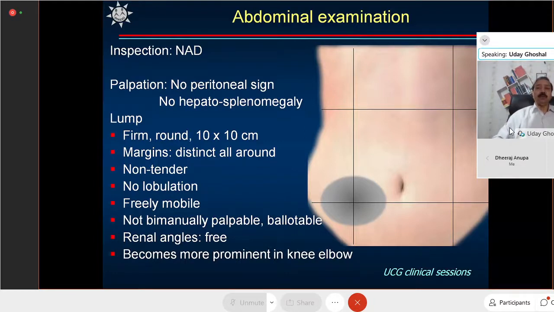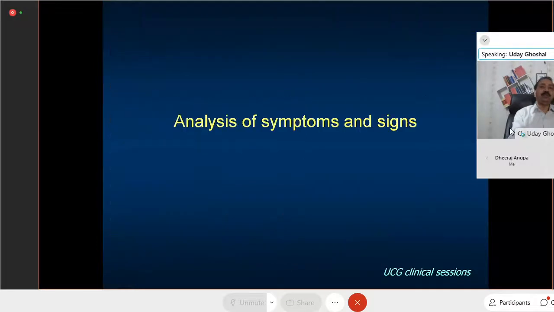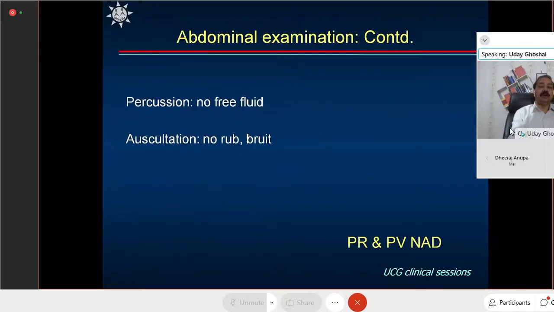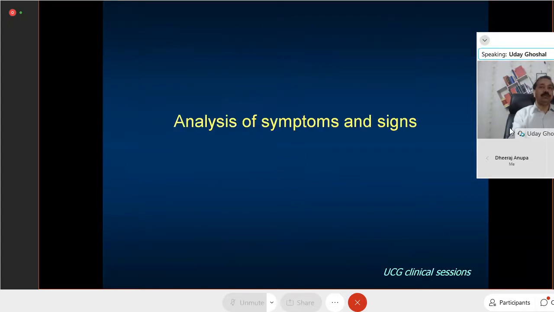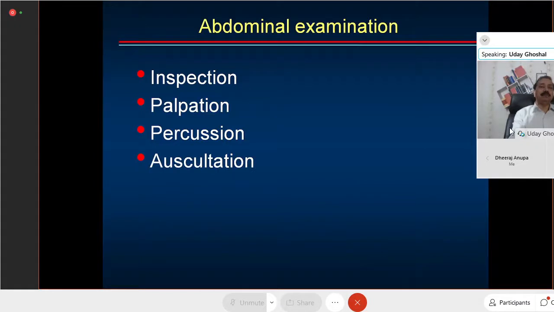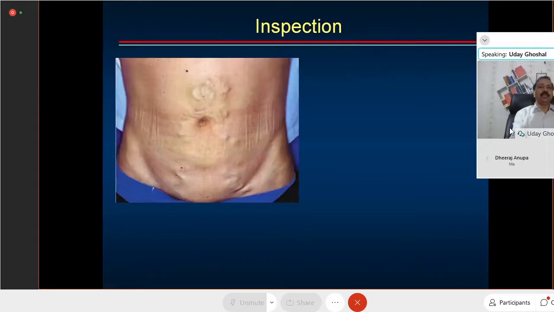These are very, very important. I will tell you later how to differentiate retroperitoneal lump and intraperitoneal lump. But let me tell you, percussion, no free fluid, auscultation, no rub and bruit. Now let us come to the abdominal examination analysis. Our patient did not have anything in inspection, but they are finding in palpation. So inspection revealed nothing. But let me tell you, what can you see in the inspection?